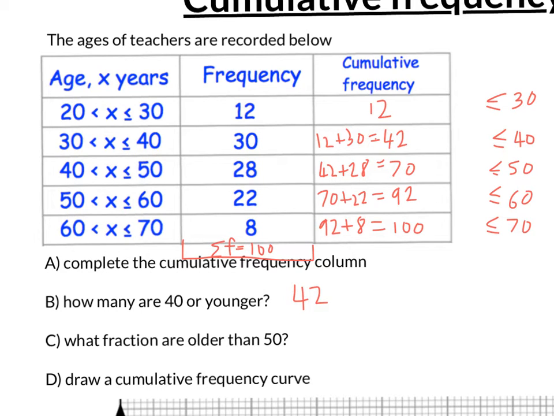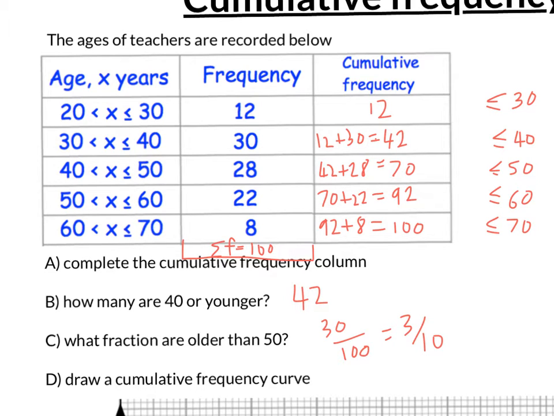There are 100 teachers. So what fraction of the 100, or how many out of the 100, are older than 50? Well, there are 70 who are 50 or less. So the remaining 30 in here, 22 plus 8, the remaining 30 are older than 50. So that gives you 3/10.